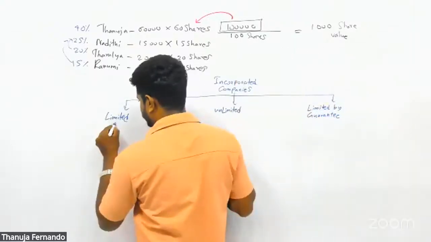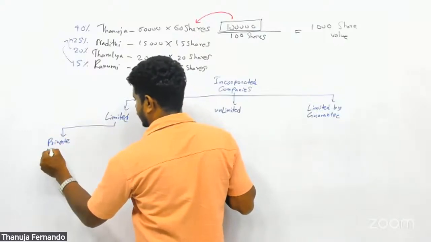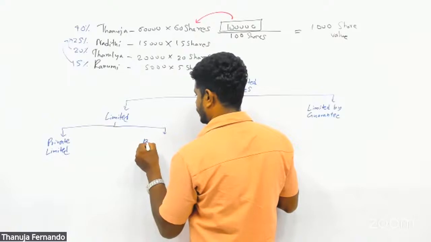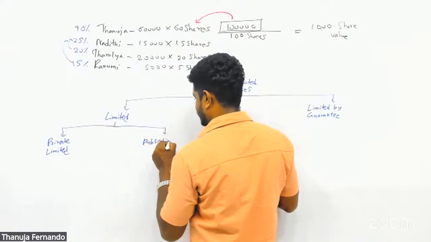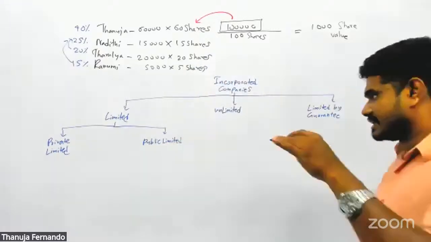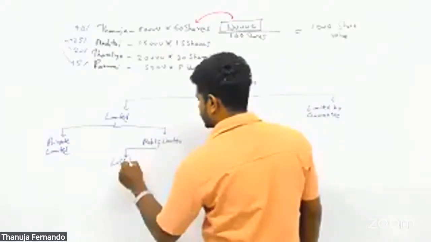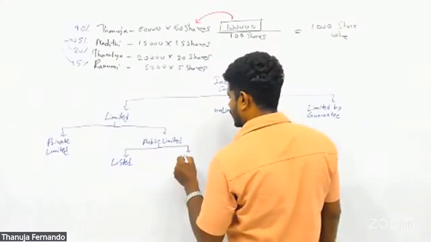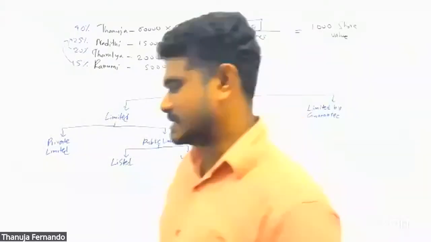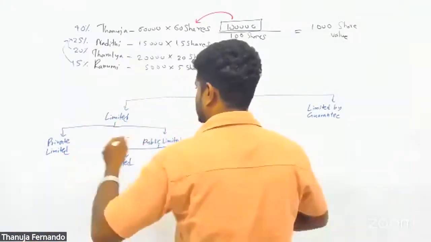Limited companies are divided into private limited companies and public limited companies. And again, public limited companies we can divide into two: listed companies as well as unlisted companies. In the syllabus, we learn about only this part.